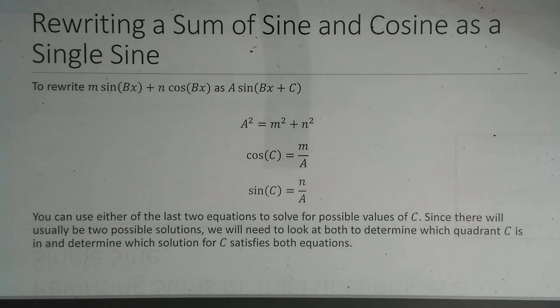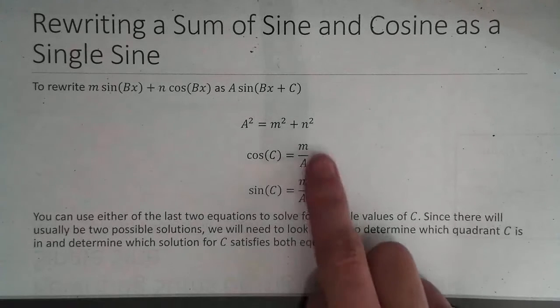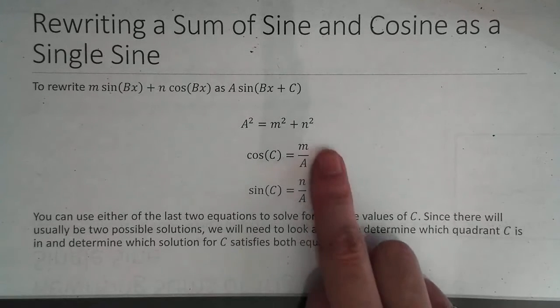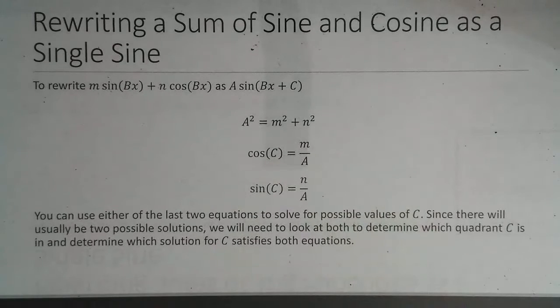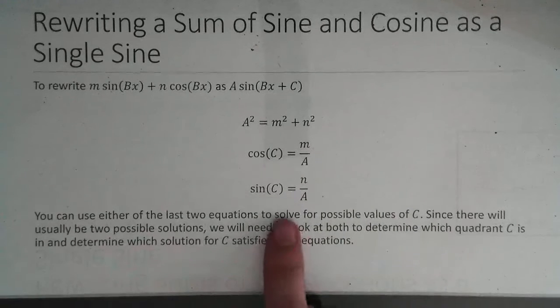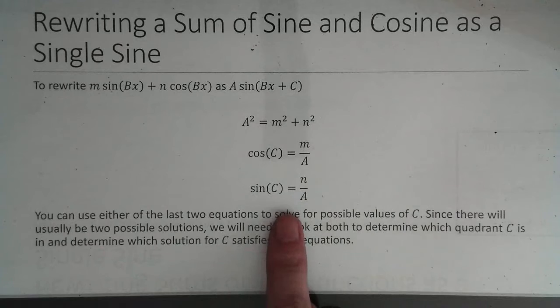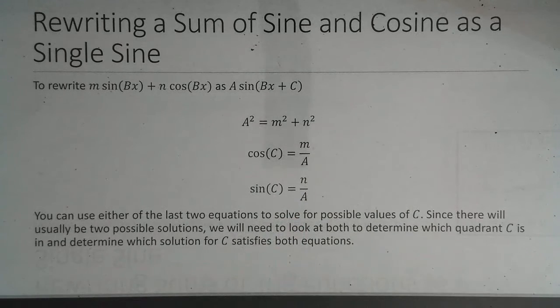The cosine of c is equal to m over a, and the sine of c is equal to n over a. We can use either of the last two equations to solve for possible values of c, but there's usually two possible solutions to either of these. So if we look at whether these are both positive or negative, we can figure out what quadrant c is in, and that'll help us figure out which solution we want. I will tell you, I do not have these memorized by any means, so I keep them with me when I'm trying to solve problems like this.